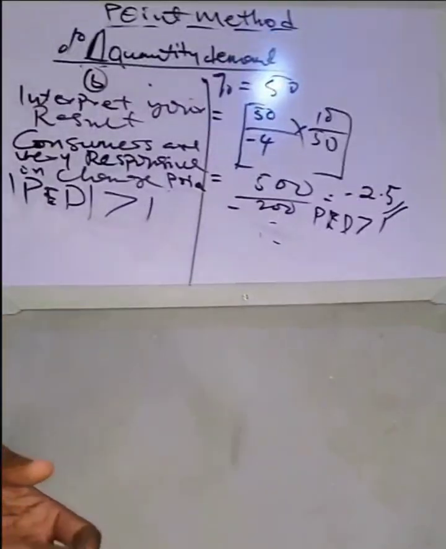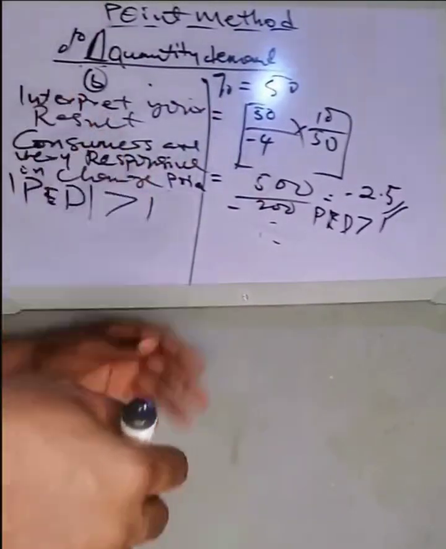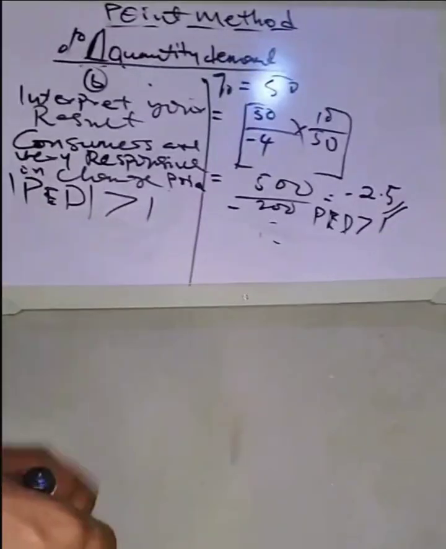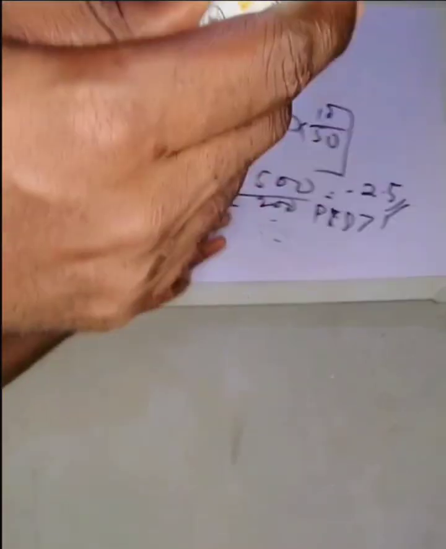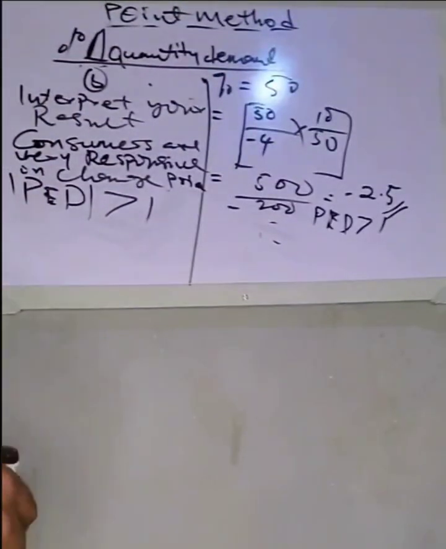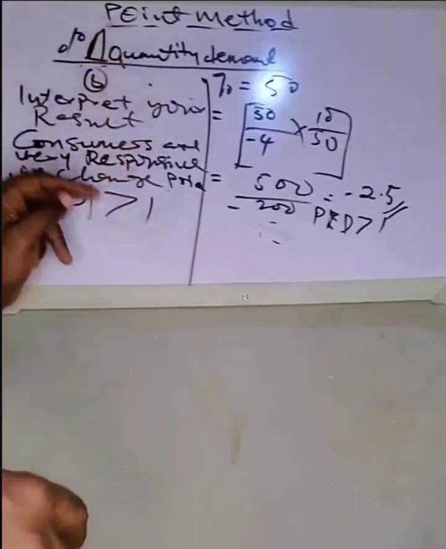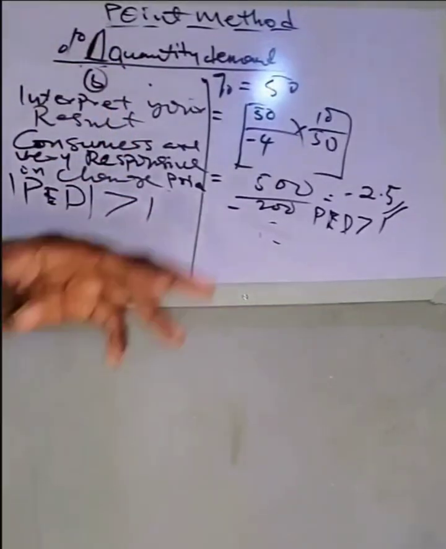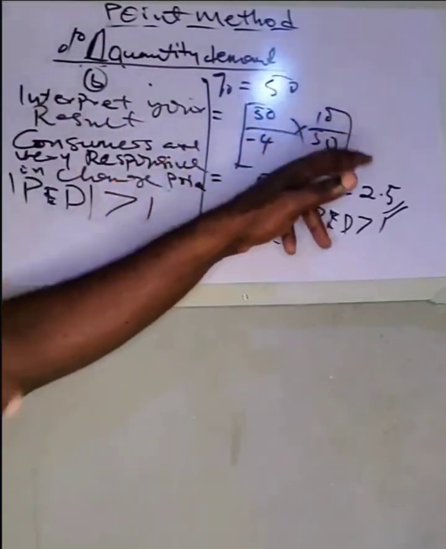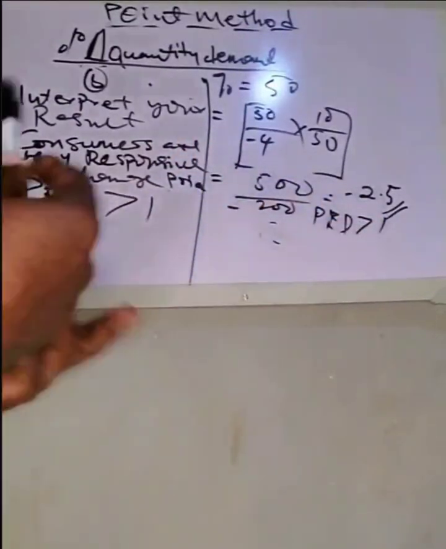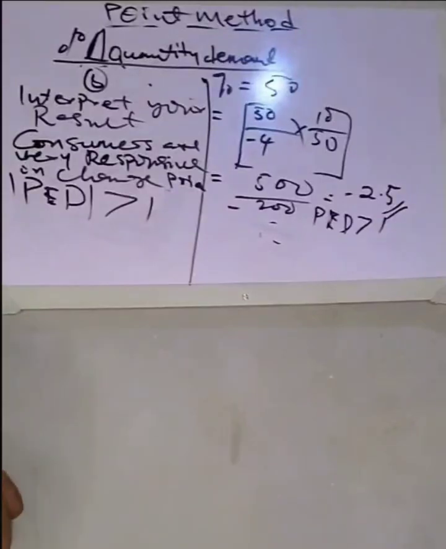You understand the law of demand. When price goes up, consumers buy a small quantity, but when price falls, consumers buy a larger quantity. That's what it means here. Consumers are very responsive to change in price. As price falls, a small decrease in price, consumers are very responsive to change in price.